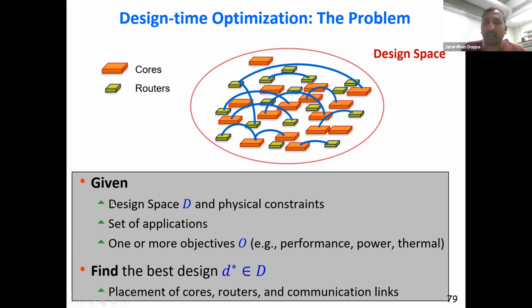And we are given a bunch of target applications. For example, deep neural network training as a workload, or some graph analytics as a workload, or some bioinformatics application as a workload. Then we are asked to find designs that optimize some design objectives like performance, power, temperature, and so on. So we have this huge space of designs, and we want to find the best design. In this context, it is where to place cores, where to place routers, and where to place the communication links.